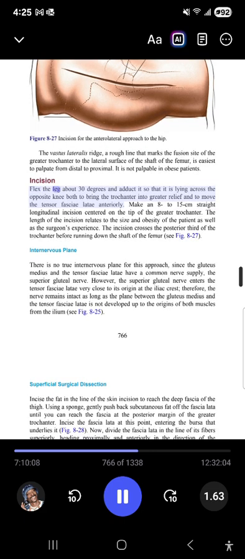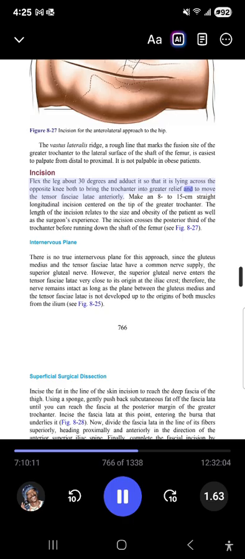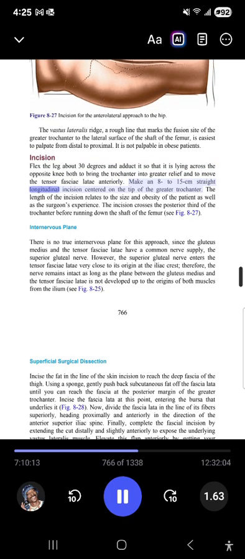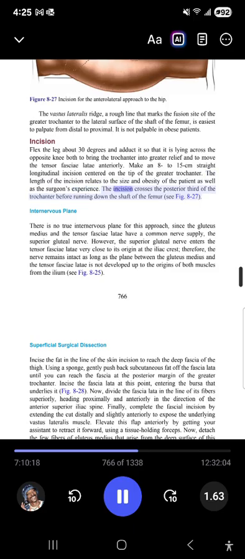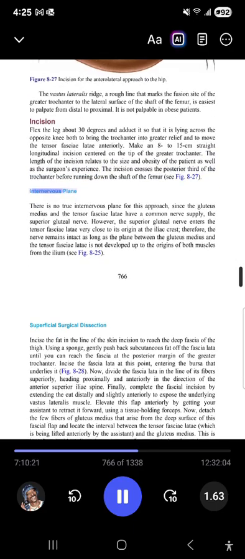Incision. Flex the leg about 30 degrees and adduct it so that it is lying across the opposite knee, both to bring the trochanter into greater relief and to move the tensor fasciae latae anteriorly. Make an 8 to 15 cm straight longitudinal incision centered on the tip of the greater trochanter. The length of the incision relates to the size and obesity of the patient as well as the surgeon's experience. The incision crosses the posterior third of the trochanter before running down the shaft of the femur. See Figure 8-27.